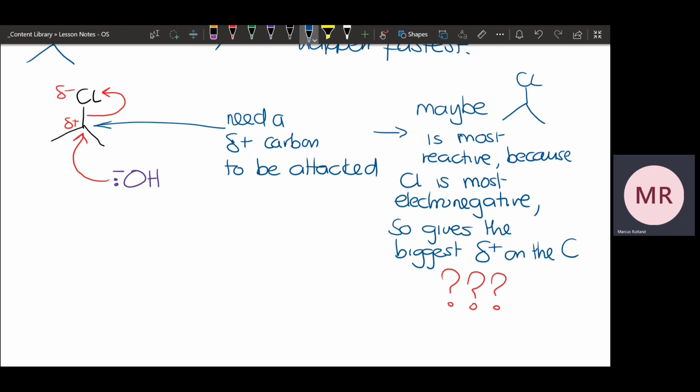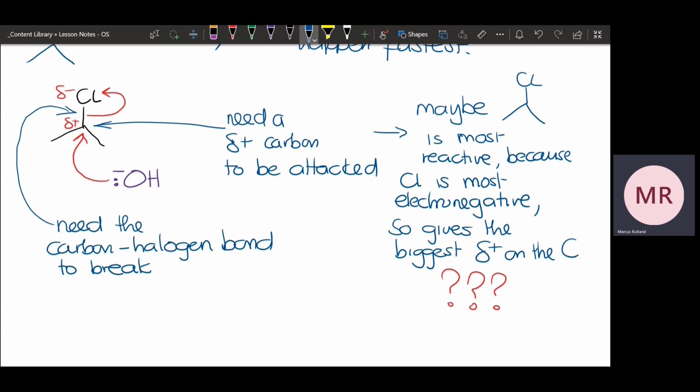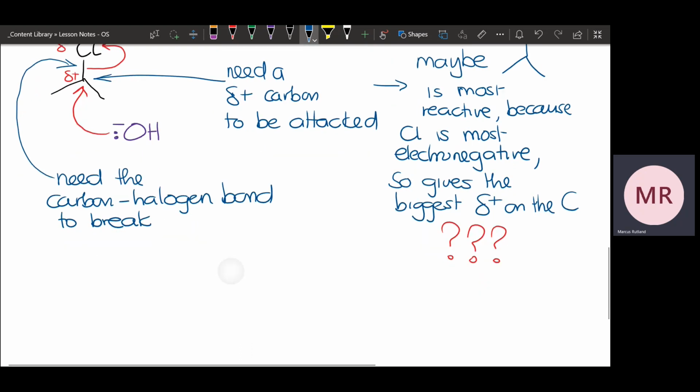The only reason this reaction can actually happen is because we need the carbon halogen bond to break. It's all very well that hydroxide ion being attracted to the delta plus carbon and trying to form a bond to it, but that's not going to happen unless the existing bond will go. Because carbon can only do 4 bonds. So in order for this reaction to happen, not only do we need the delta plus carbon, but we need the carbon halogen bond to break.